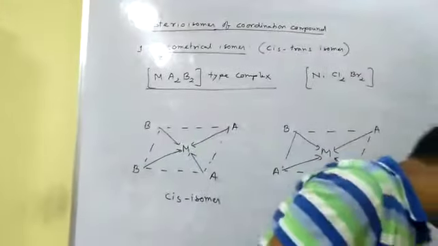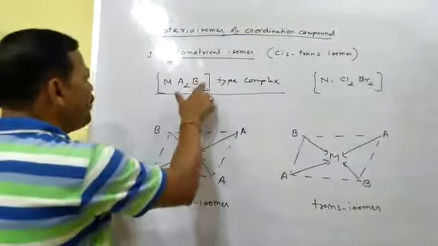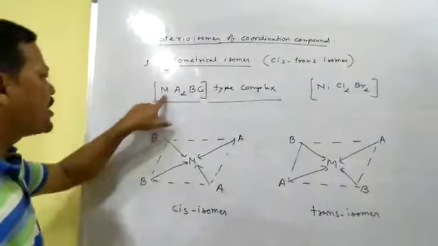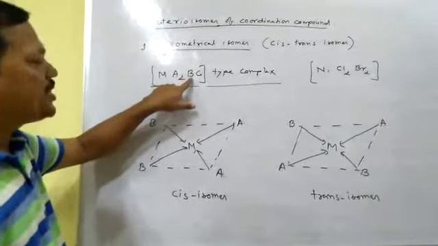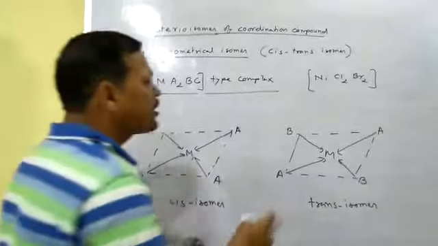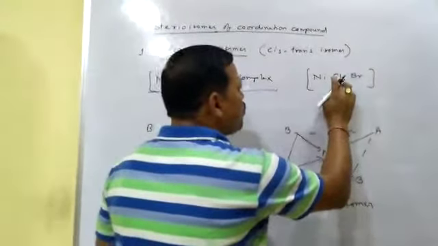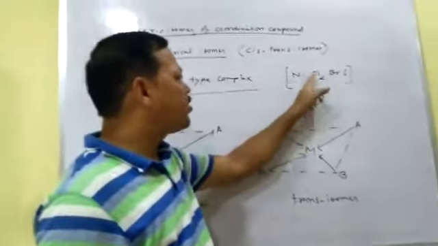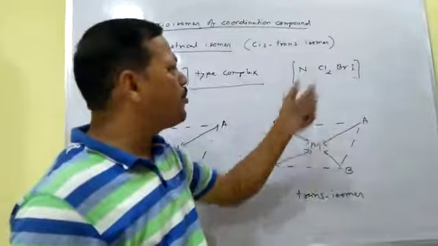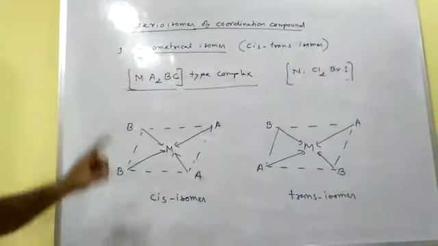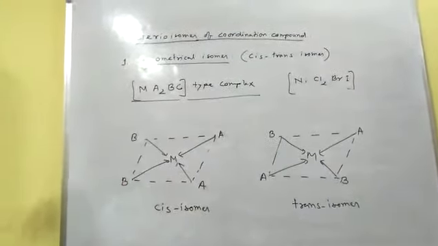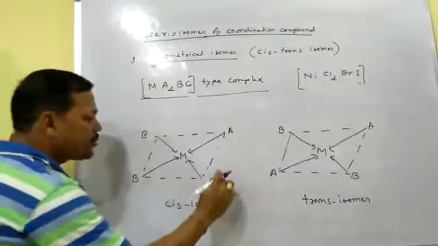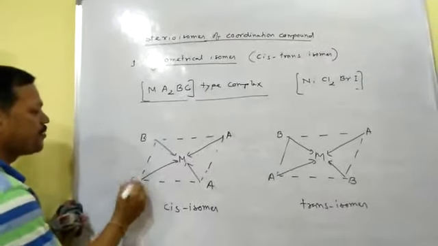Now I will take another type of complex, Ma2BC type complex. M is the metal, A is one type of ligand, B is another type of ligand, C is another type of ligand. For example, your metal is nickel, 2 chlorine, 1 bromine, 1 iodine. Suppose this is the complex. Bromido dichlorido iodido nickel 4. This is the name of the complex. If you want to draw the cis and trans isomer for this, 2A, 1B, 1C with the metal. Suppose 2A is present here, this is B, this is C.